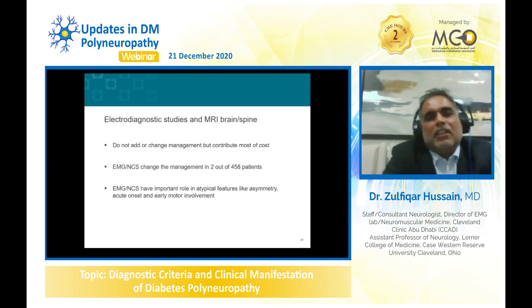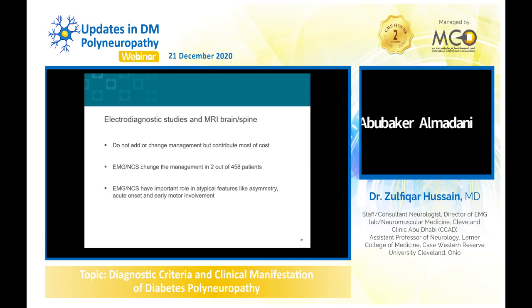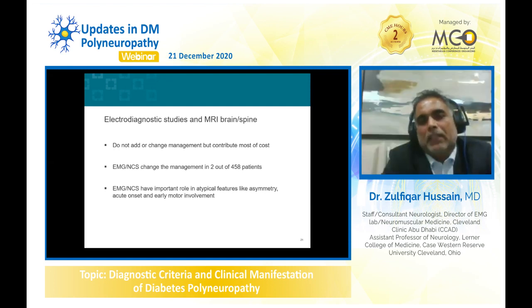Moving on to the role of electrodiagnostic studies and MRI of the brain or spine for diabetic peripheral neuropathy, those tests most of the time do not add much, especially MRI of the brain and spine, but they do add a lot to the cost. A study looked at the typical presentation of patients with diabetic polyneuropathy who had EMG nerve conduction studies done. Out of 458, only about 2 patients had their management changed.